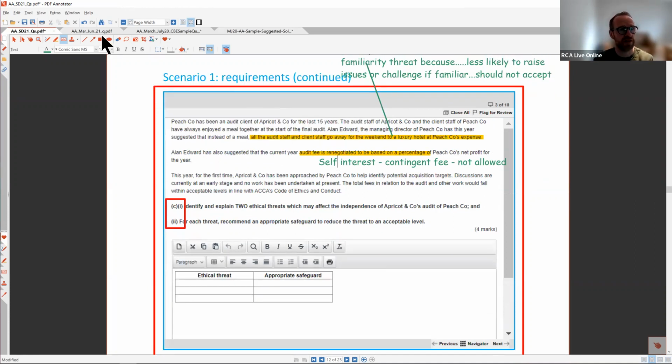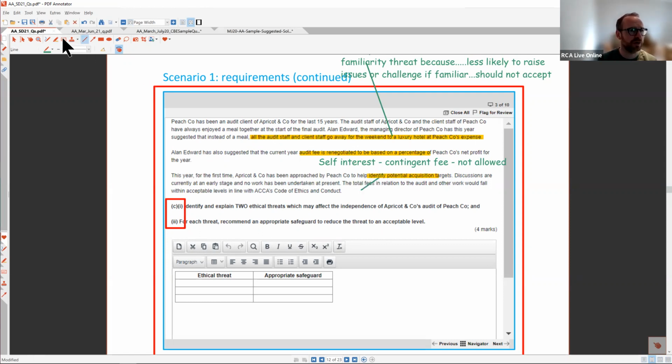Now you only need 2 of these. So that's one you could easily have done. And you've been approached to help identify potential targets. And this is not to do with fees. So they've said the fees are going to be fine. So what is this?